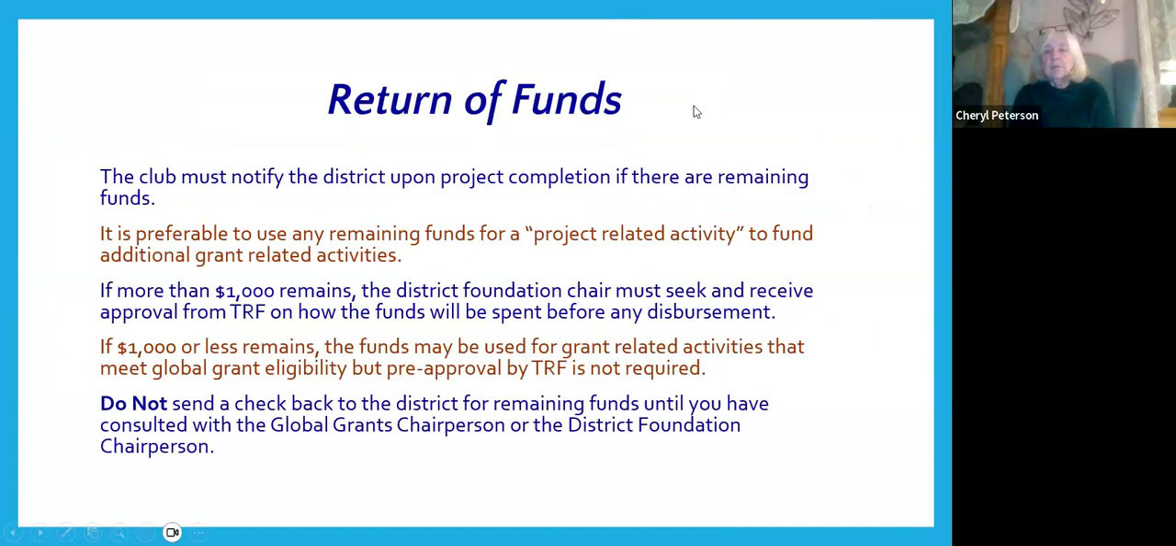This is something new. We have had times where a grant project did not cost as much as we expected it was going to when we budgeted. We have a global grant project right now that's like that. We have district grant projects that don't use all of the money that comes to them. Rotary really doesn't want that money back. They want you to find a way to use it on what they call a project-related activity.